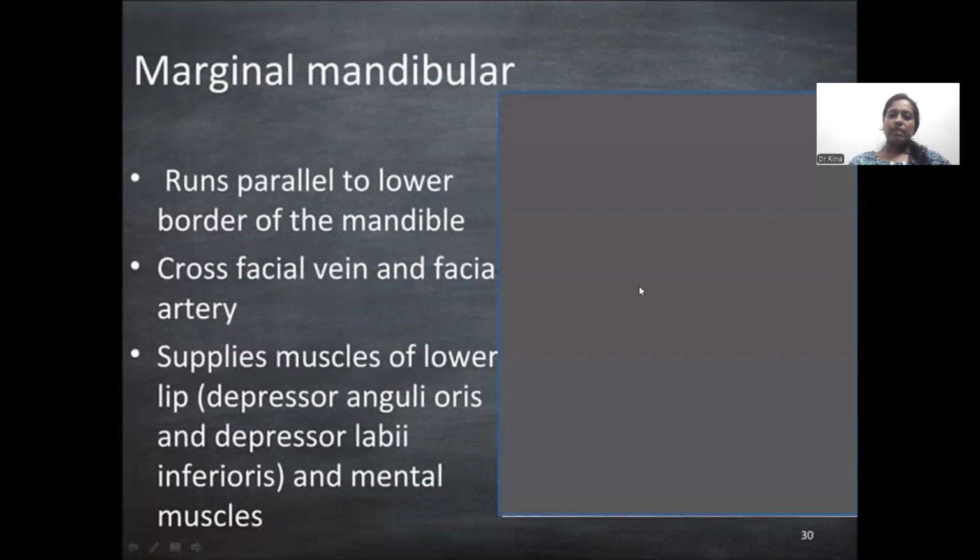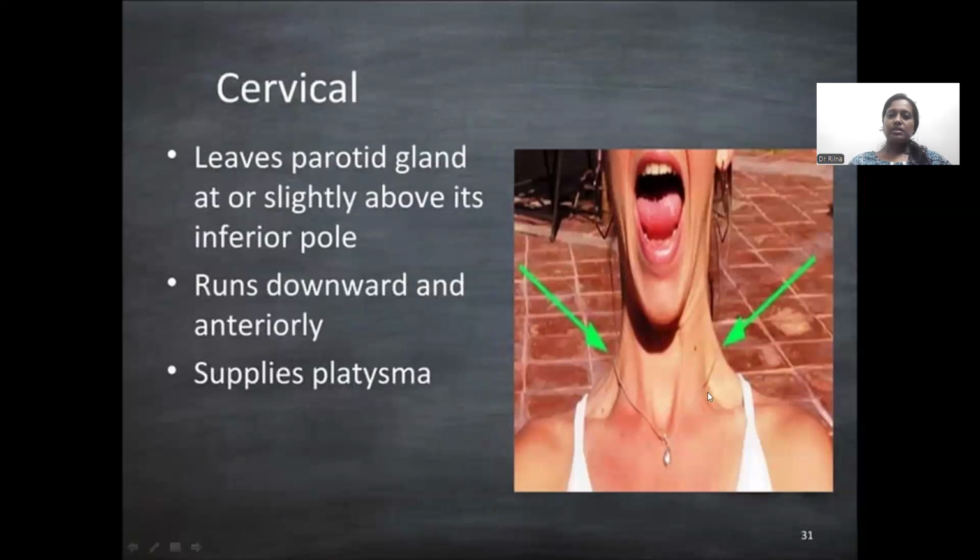Then comes the marginal mandibular. Marginal mandibular supplies the muscles of the lower lip, that is the depressor anguli oris and depressor labii inferioris. Then comes the cervical. The cervical branch leaves the parotid gland, runs downwards and anteriorly, and it supplies the platysma. So these are all the terminal branches of the facial nerve.